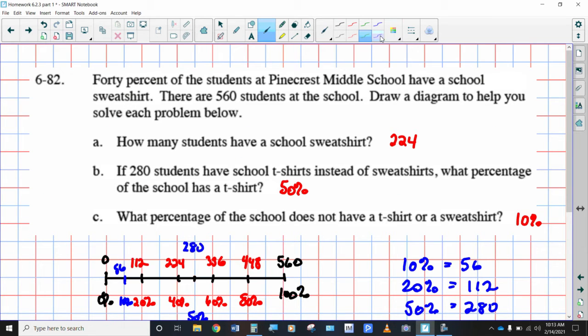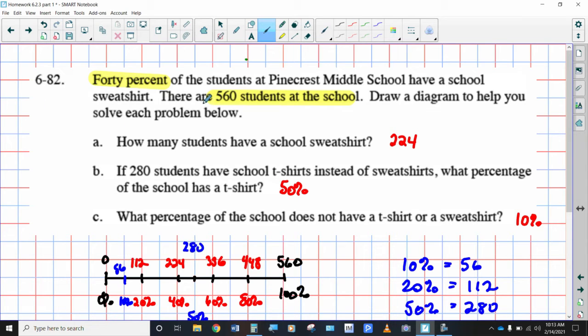All right, percent problems. 40% of students at Pinecrest Middle School have a school sweatshirt. Okay, I'm going to highlight that. That seems like important information. 40%. There are 560 students at the school. That's the total, right? So let's just think about this.